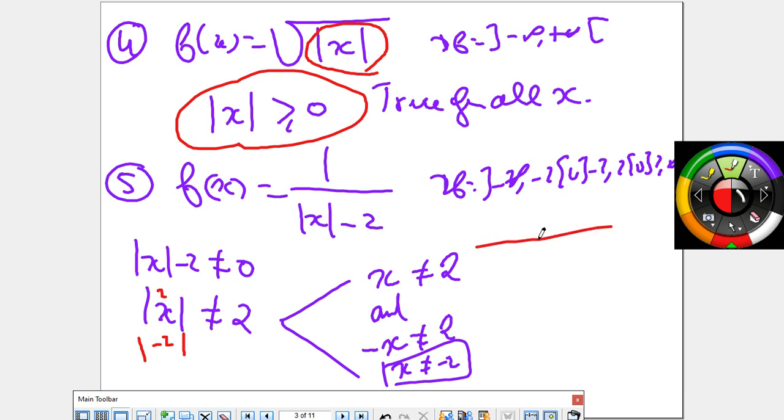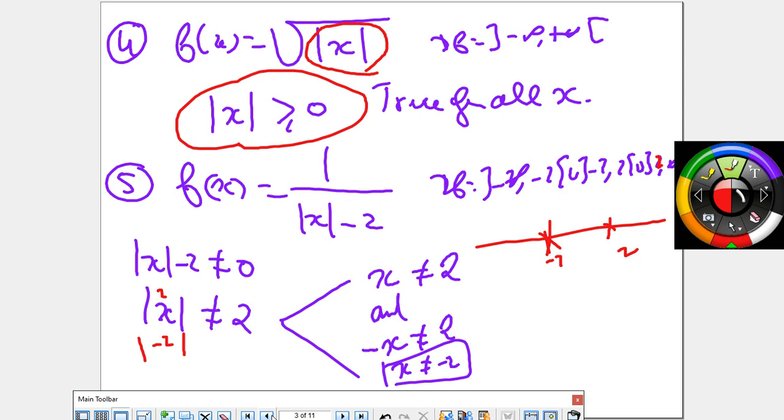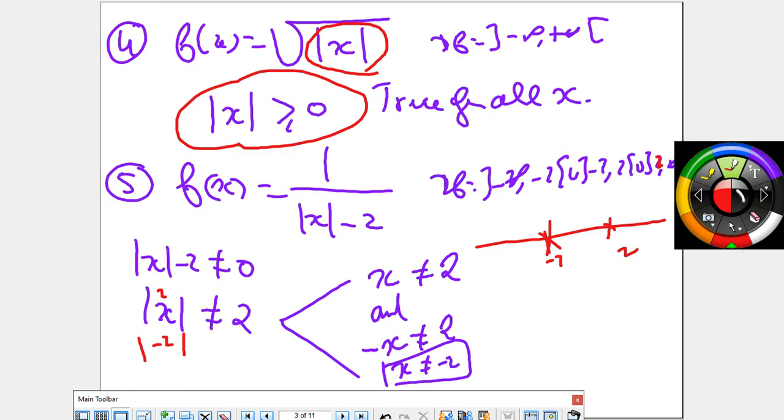So what will be my domain of definition? If I put my number line here, this is minus 2 and this is 2. Those are rejected. So I will write minus infinity, minus 2, union minus 2, 2, union 2, plus infinity. I hope that you can see the writing easily. Okay, I think this is the last one. Let's check it. Yes, that's it. This is the first part. Now the second part, how to calculate the limit graphically, we will do it later in another video. That's it.